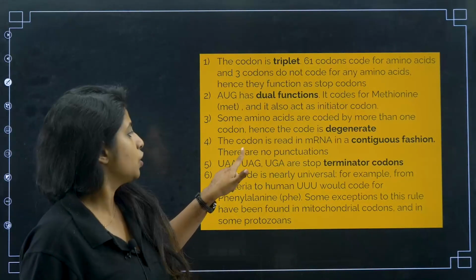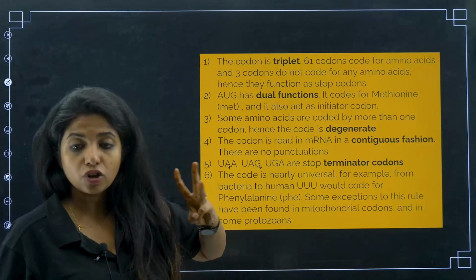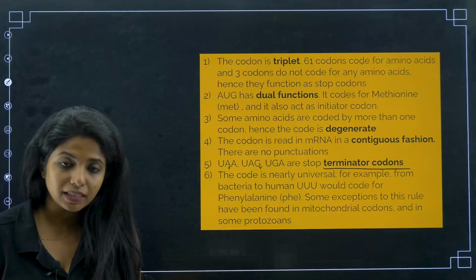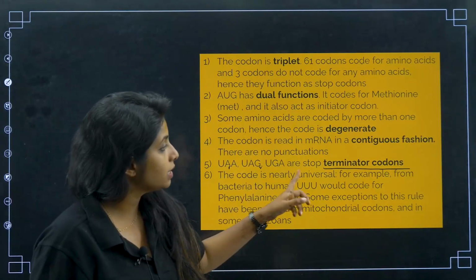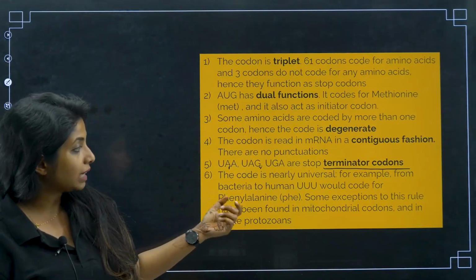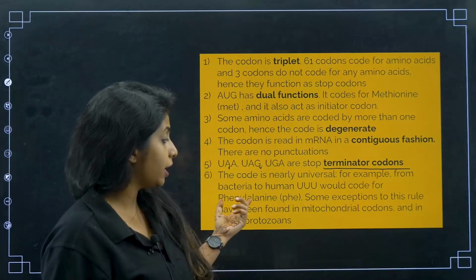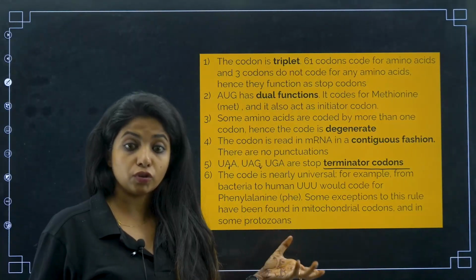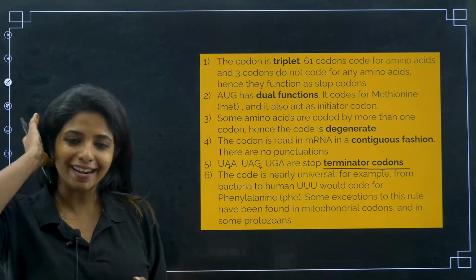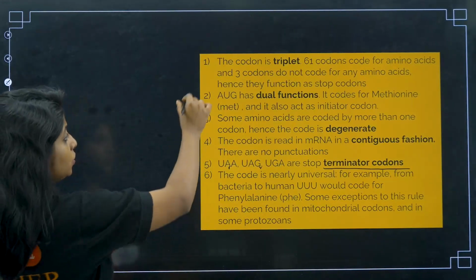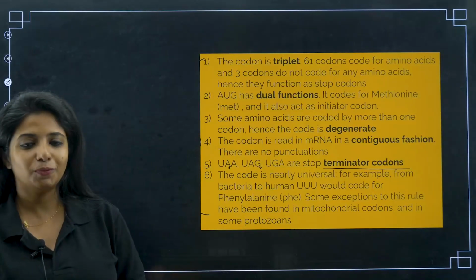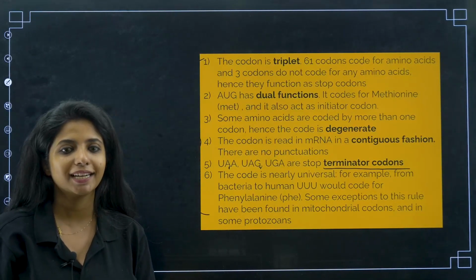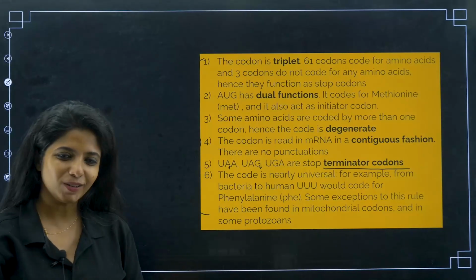Now, UAA, UAG, UGA, these are the 3 stop codons and they are known as terminator codons. Now, the code is nearly universal. For example, from bacteria to humans, UUU would code for phenylalanine. Some exceptions to this rule have been found in mitochondrial codons and in some protozoans. So, this is your answer. Please write all the points and you will get marks for it. You don't have to mug things up, you have to understand and then write. Okay, cool? Chalo.